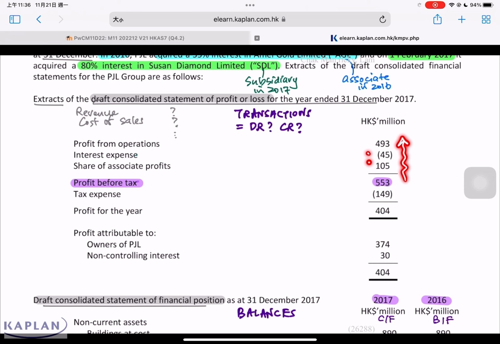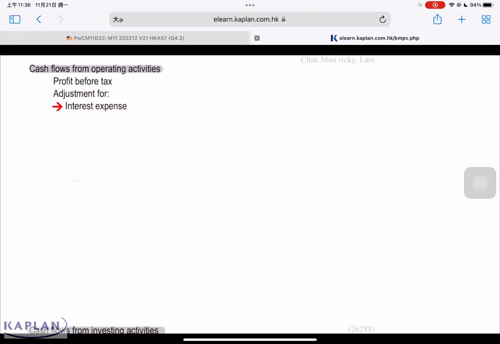Share of associate profit is non-cash. Interest expense is non-operating. And inside this 493, there are 2 additional items that's non-cash, non-operating. For example, is the depreciation of the PPE, gain or loss on disposable of the machinery. Interest expense. In the profit and loss, there's an interest expense of 45. And it's a non-cash item. In P&L, we minus. Now we take it out, we have to add it back, 45.